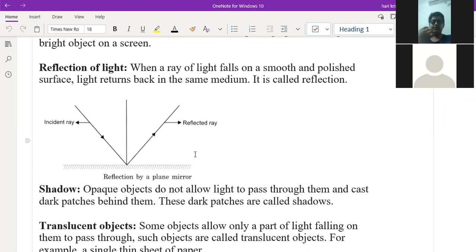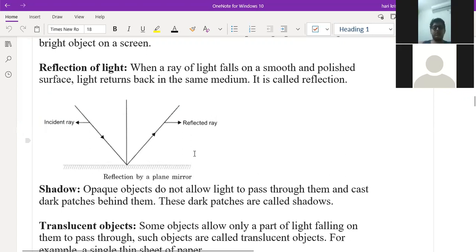Whenever the ray of light falls on the surface and goes into a different medium, the light will go inside the water. So it is transferring from one medium to another medium, from the open atmosphere to the water. That is refraction. Understanding? So if it is reflecting in the same medium, that is reflection. So incident ray and reflected ray, what are these two rays?